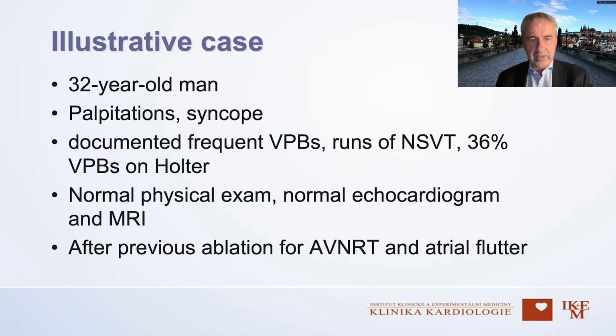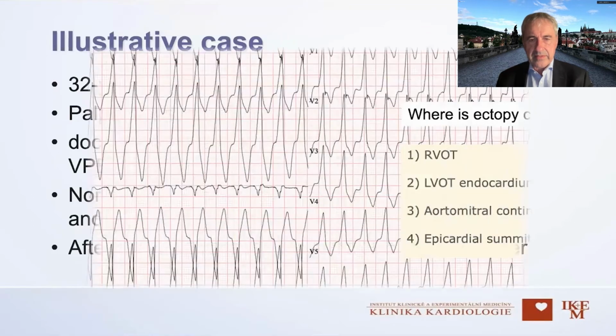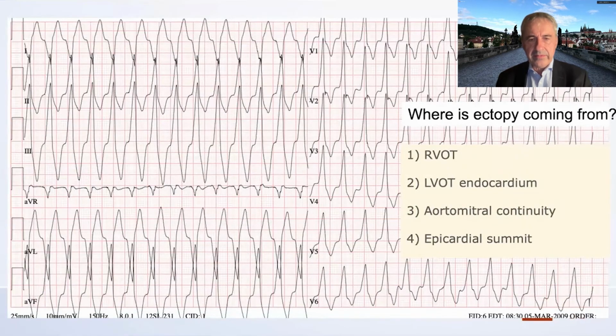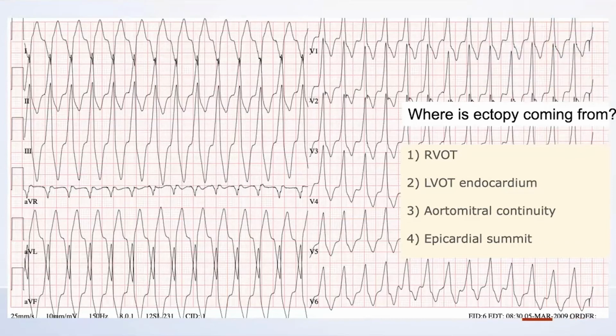He had documented frequent VPBs, a normal echocardiogram, and a normal MRI. And he had already had ablation of an accessory pathway and atrial flutter. He presented with this VT, which is clearly from the outflow or from the summit area, let's say. But you see there is some slurring of the initial part. And we did mapping of the right ventricular outflow tract, left ventricular outflow tract, and aortomitral continuity.